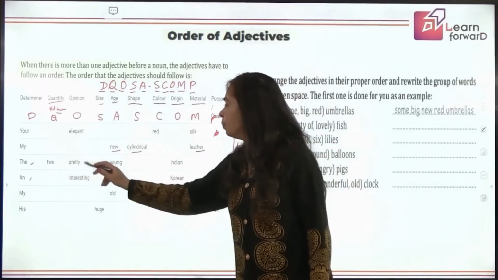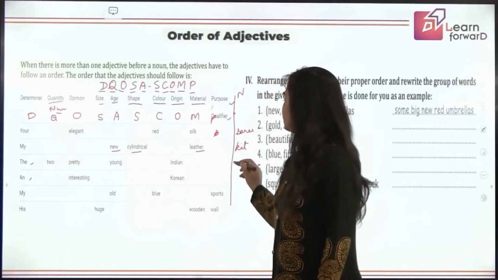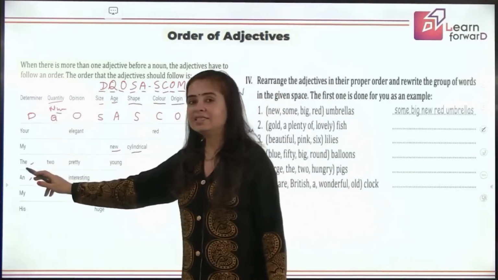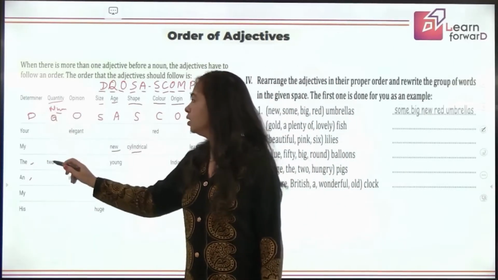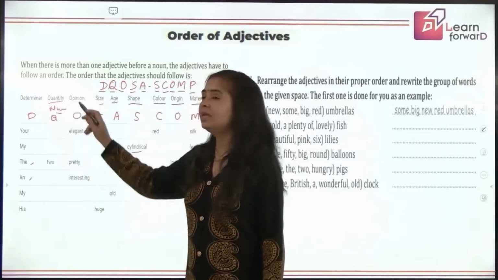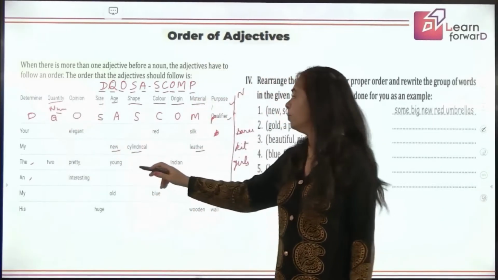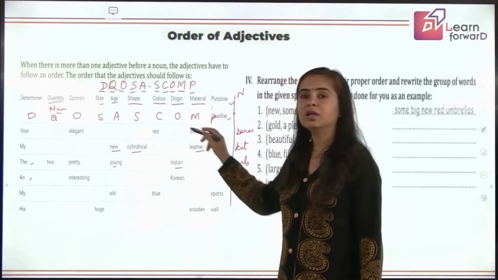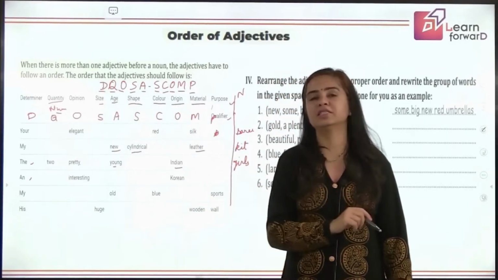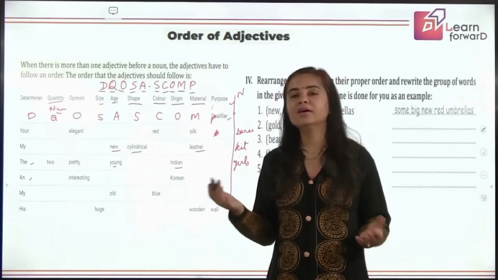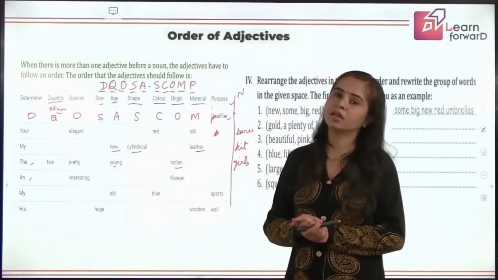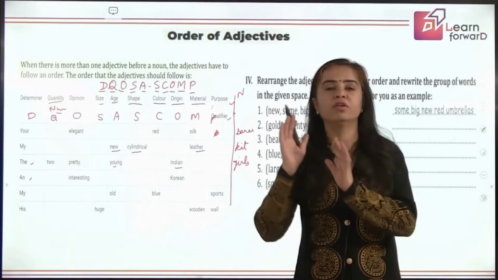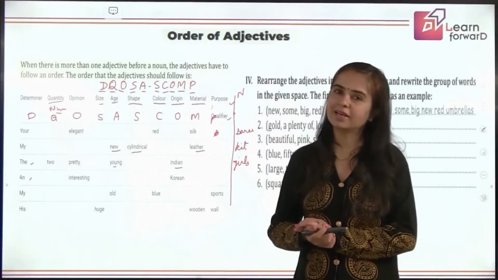Similarly, the 2 pretty young Indian girls. So the is an article, which is a determiner. 2 is the number. Pretty is my opinion about them. Young shows the age. Indian shows the origin, and I am saying all these adjectives for the noun girls. So this is how we arrange the given adjectives in an order when all of them refer to the same noun. Is that clear to you?